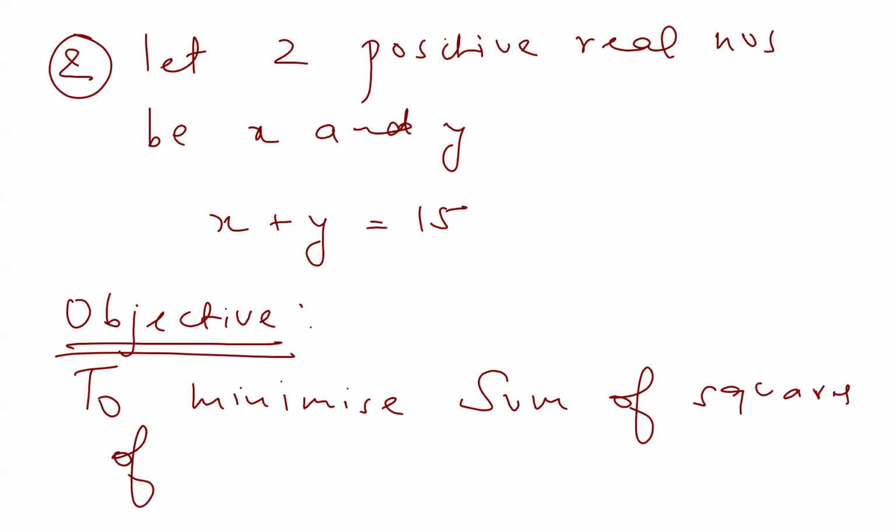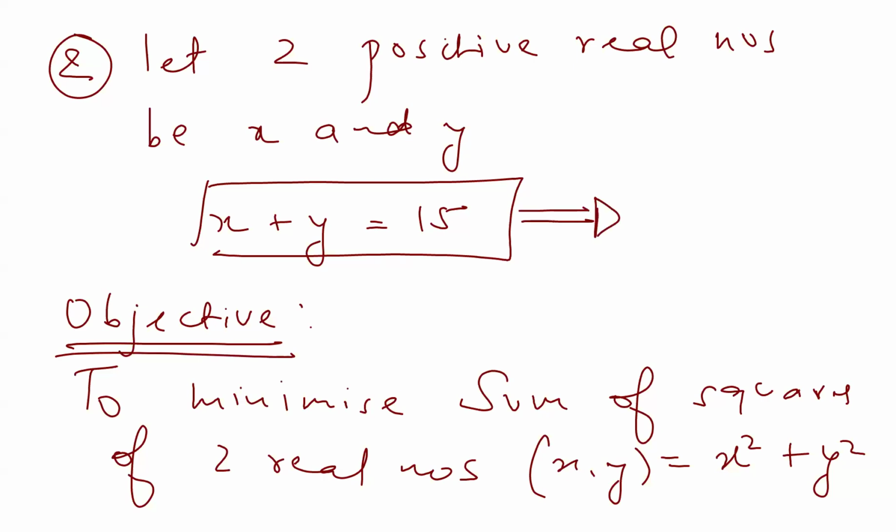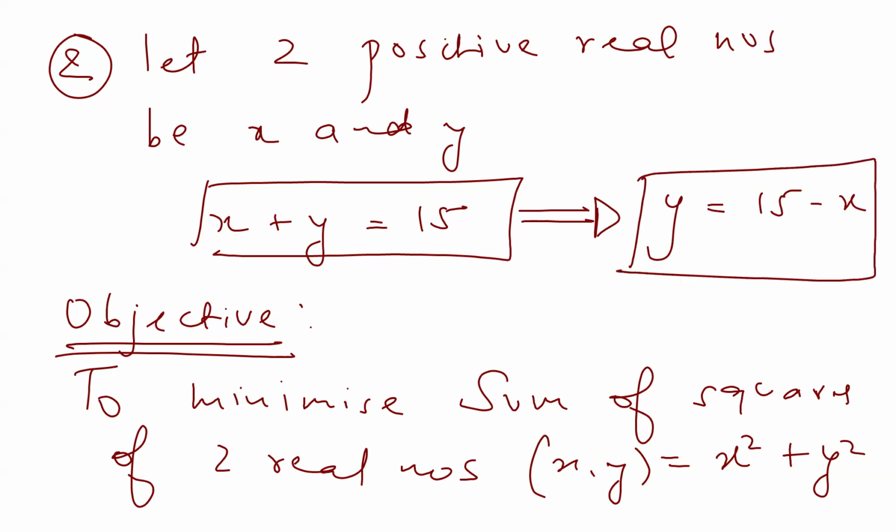Sum of squares of two positive real numbers, that is x and y. So the sum of the squares is equal to x square plus y square. This x plus y is equal to 15, we can express in terms of x or in terms of y. Not a problem. Anything works. y is equal to 15 minus x. I am going to put it over here in y.